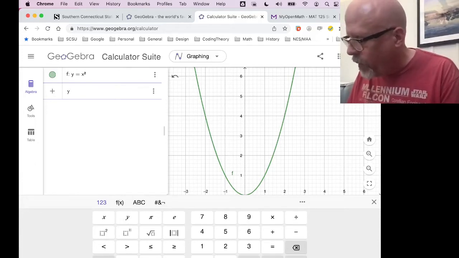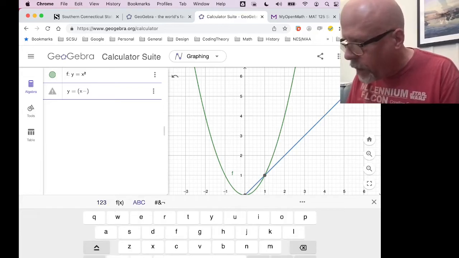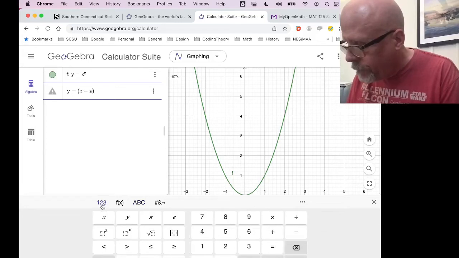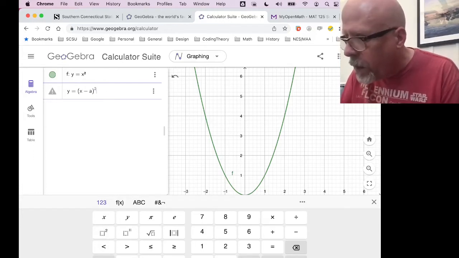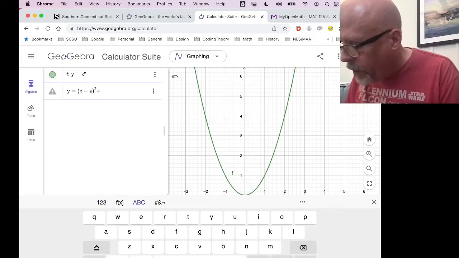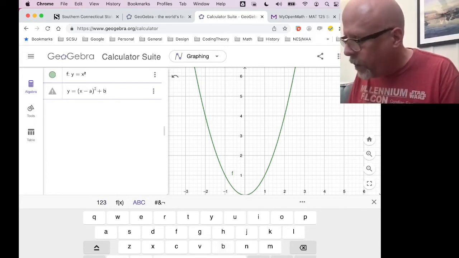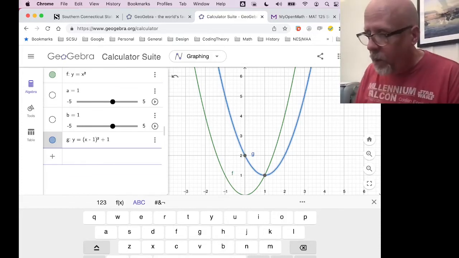I'm writing it as an equation. It's y equals parenthesis x minus, let's get a letter, a, and that's squared, and then plus, I need another letter, so I'm using a and b. Now this a and the b that I'm creating here, when I hit go, it's going to give us sliders for them. And watch what the effect of those is.